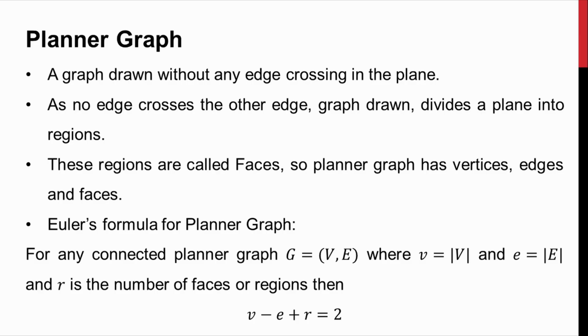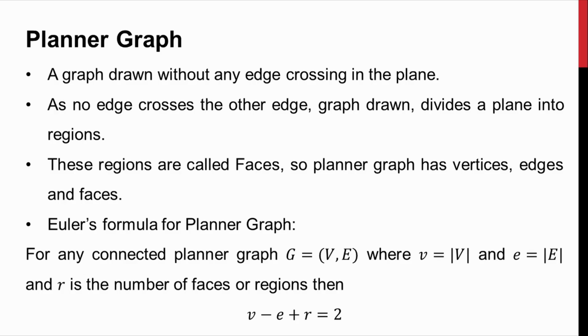So the next topic is planar graph. When a connected graph is drawn without any edge crossing, it is called planar. When a planar graph is drawn in this way, it divides the plane into regions that are called faces or regions. From the planar graph we derive one formula, that is the Euler formula. It gives a connection between vertices, edges and regions.